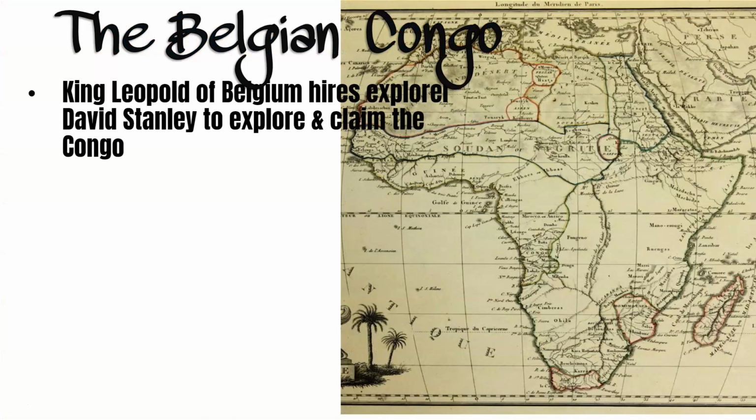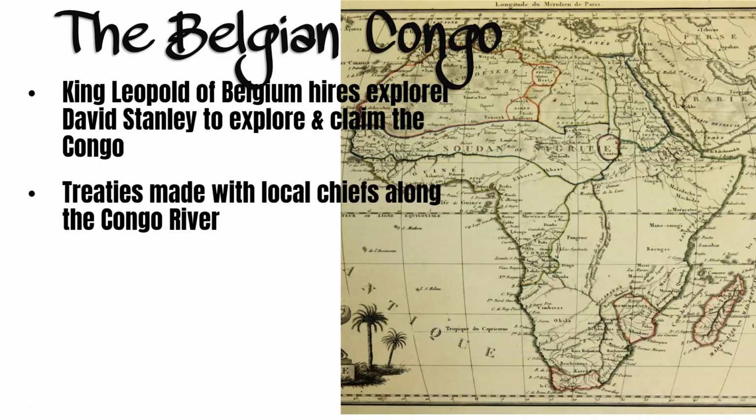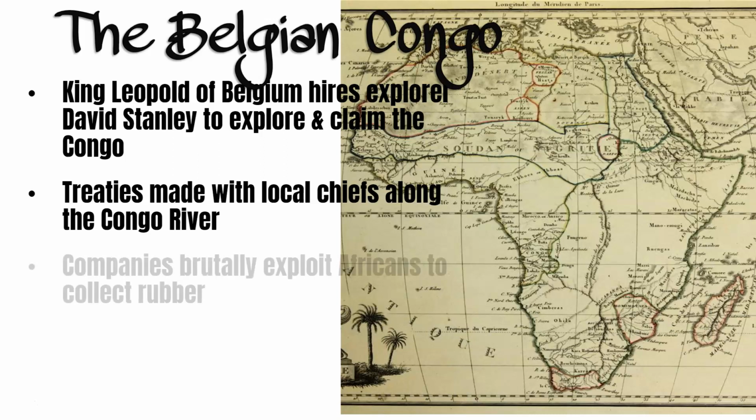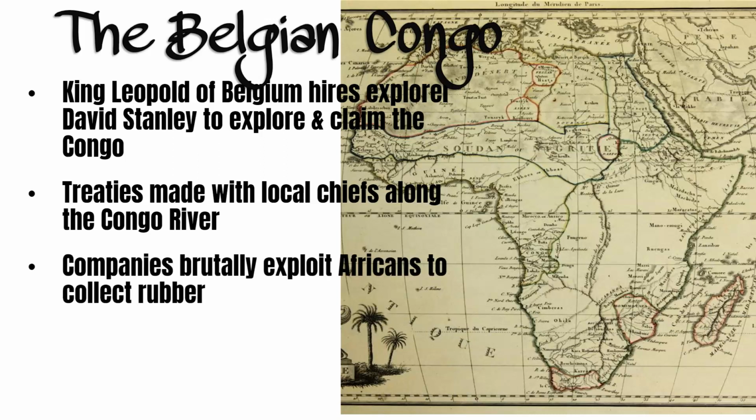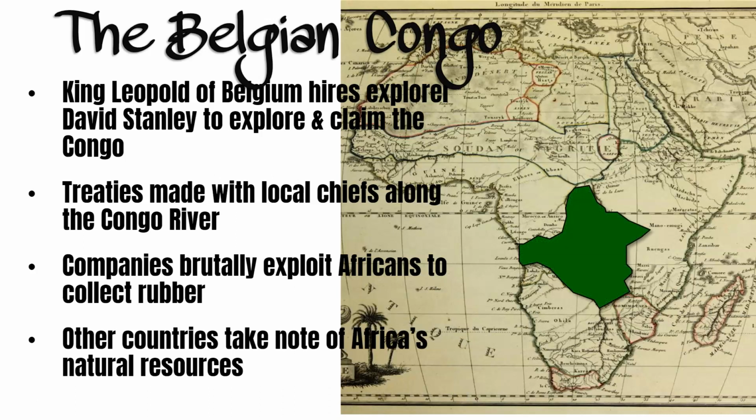And here it kind of brings us to the Belgian Congo. The Belgian Congo is important because of this guy named King Leopold. He hired an explorer named David Stanley to explore and claim the Congo for Belgium. And this highlights the idea that this explorer was able to make treaties with the local chiefs along the Congo River, but ultimately opened the gates for other European countries to come in and exploit the Africans and their land to extract those raw materials, because he was able to successfully go into Africa, which had previously been fairly difficult territory and terrain to navigate, and basically created a map so that explorers from Europe could go in and imperialize the inner portions of the continent.